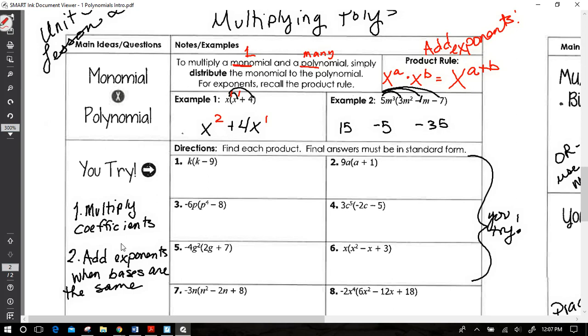Now I'm ready to do the variables and add the exponents. So m cubed times m squared is m to the 5th power. m cubed times m to the 1st is m to the 4th. And then m cubed times no other m's is just going to stay m cubed. So those are my first two examples. All right.